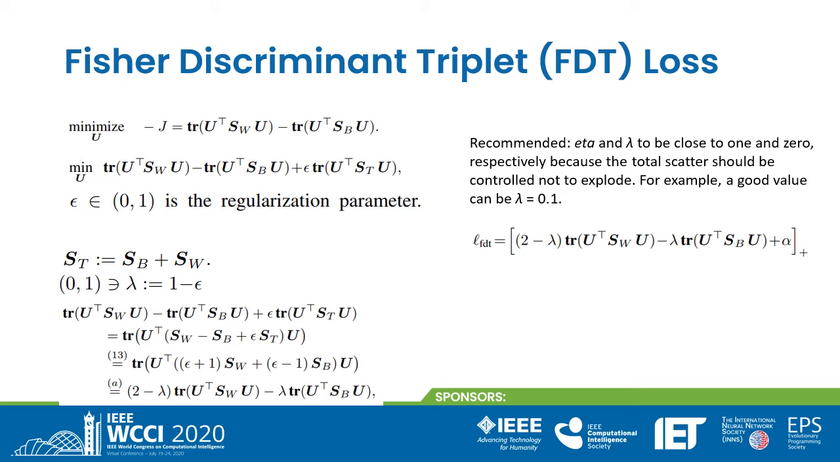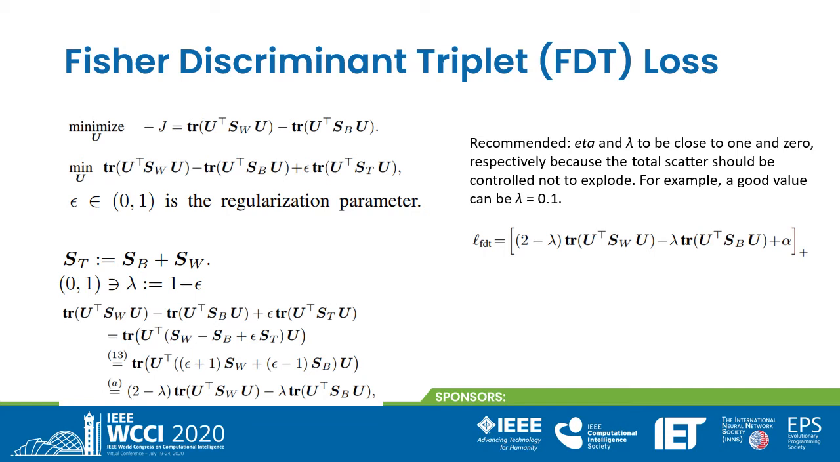But we see there is a problem here, because in order to minimize this objective function, the embedding space tries to explode so the between scatters improve, and the loss function goes to minus infinity. In order to prevent this, we penalize the total scatter of the embedding by the regularization parameter eta, which is between 0 and 1. And in the literature we see that total scatter equals between scatter plus within scatter.